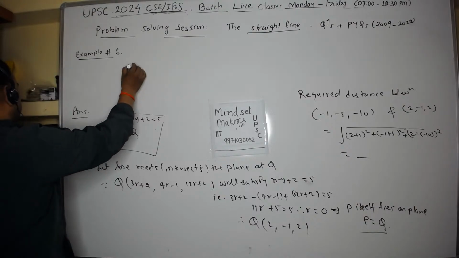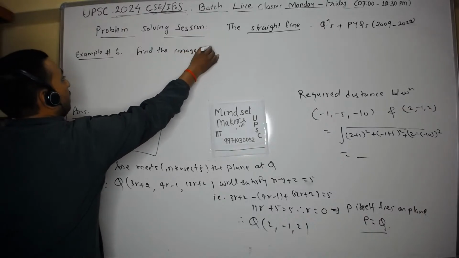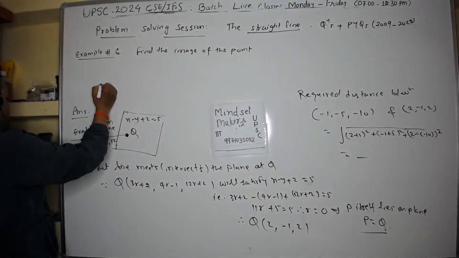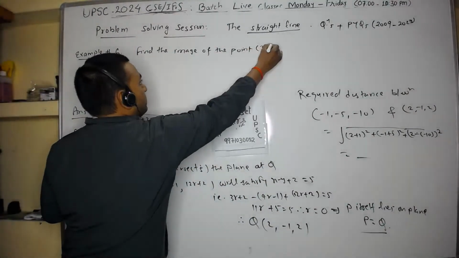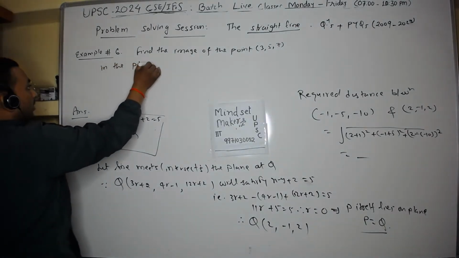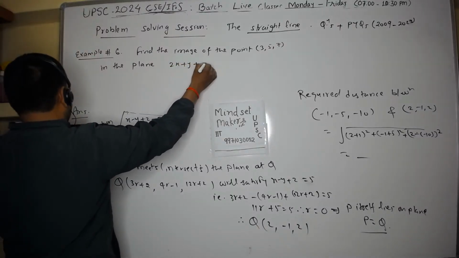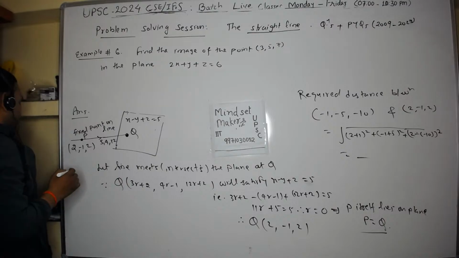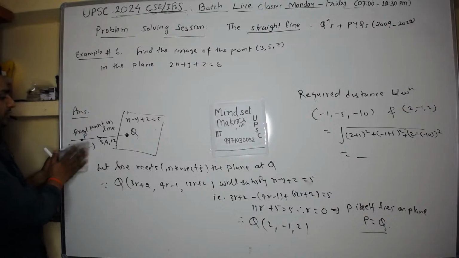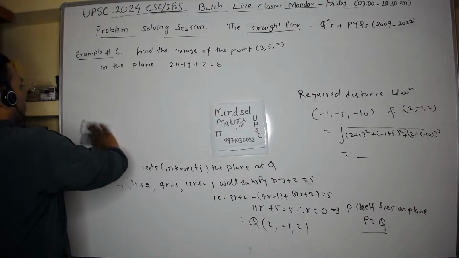So the next example is: find the image of the point 3, 5, 7 in the plane. Can you imagine this question geometrically? What is it trying to say? Can you imagine the question, please? And how you can approach this question?